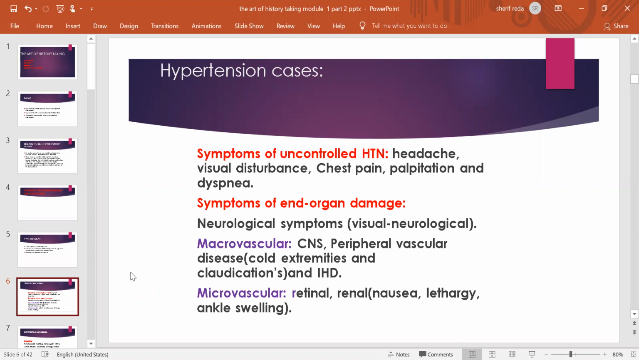Then symptoms of end organ damage, like visual and neurological symptoms, and macrovascular and microvascular complications. In the macrovascular complications, there might be CNS complications and peripheral vascular disease, like if the patient is having cold extremities and claudication and so on, and he might also have ischemic heart disease. Microvascular: retinal and renal. The renal can be expressed by the patient as nausea, lethargy, and ankle swelling. So you have to ask if those symptoms are present or not.